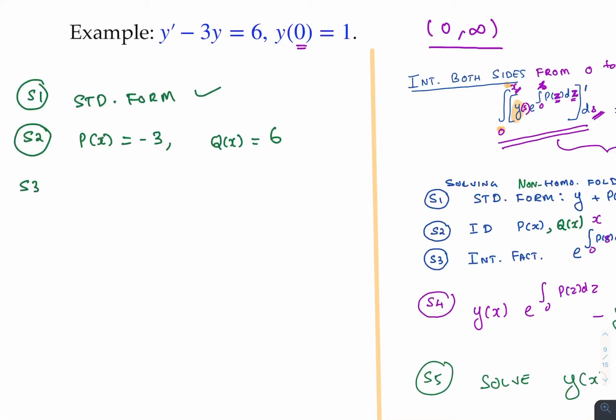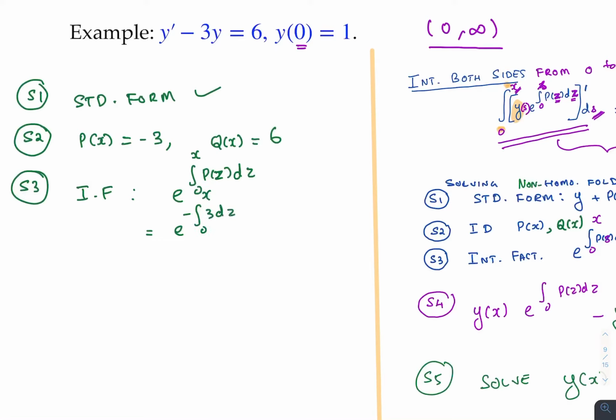Step 3 is now the integrating factor. This is a little bit interesting, but it's not a big deal. It's not going to change much in here. The factor is going to be e to the integral of p of x. I'm going to say p of z dz, from 0 to x. That would be e to the integral from 0 to x of -3 dz.